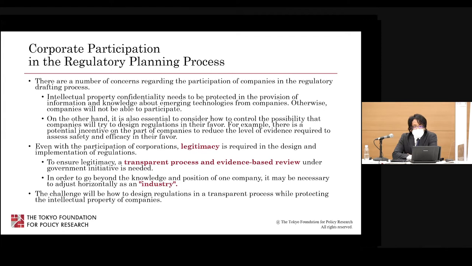This is a very big problem for the legitimacy aspect. Even with the participation of corporations, legitimacy is required in the design and implementation of regulations. So to ensure legitimacy, a transparent process, evidence-based review and government initiative are needed. In order to go beyond the position of one company, it may be necessary to adjust horizontally as an industry. The challenge will be how to design regulation in a transparent process while protecting the intellectual property of companies. Okay, this is the end of my presentation. Thank you very much for your kind attention.